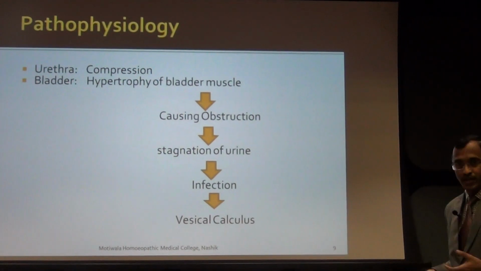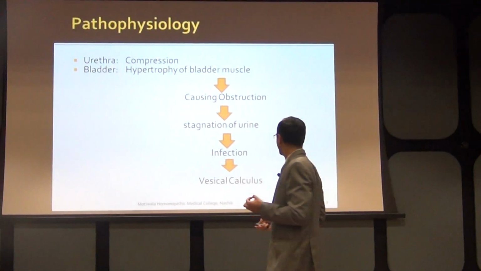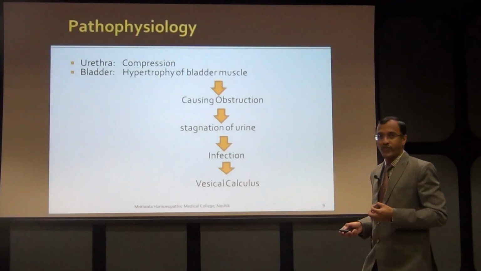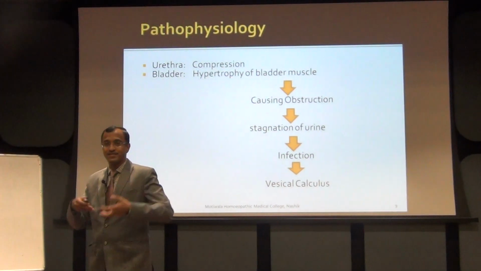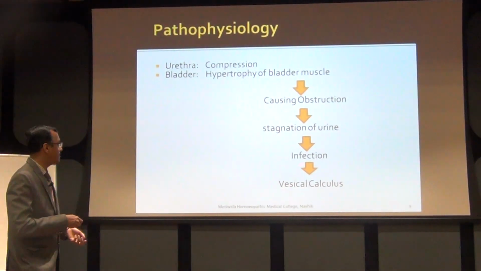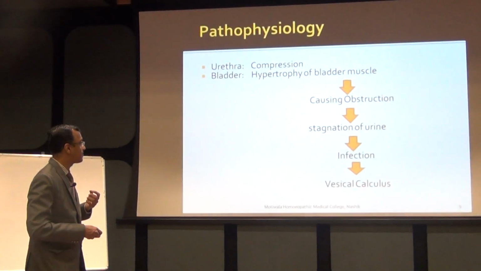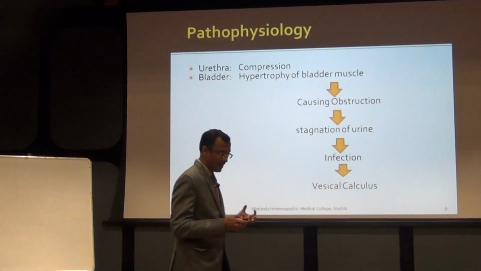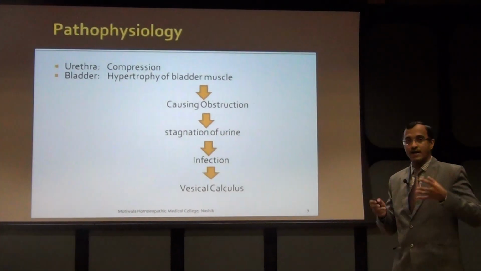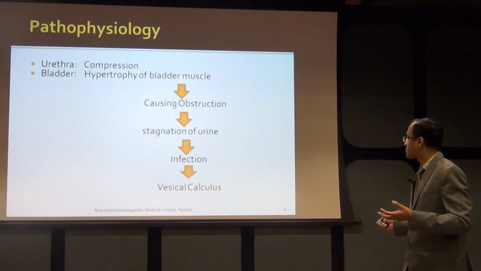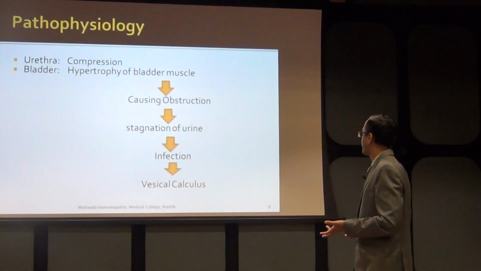Now this stagnated urine will be a source of UTI, that is urinary tract infection. Further to this infection, organisms and pathogens develop in the stagnated urine and can be a source for the formation of infective vesical calculus. So understand that in the urinary bladder, prostatic hypertrophy can cause changes from hyperplasia of the bladder muscle to obstruction, stagnation, infection and the formation of vesical calculi.